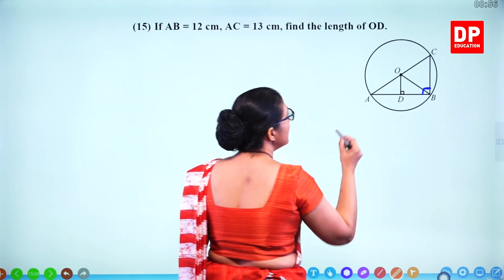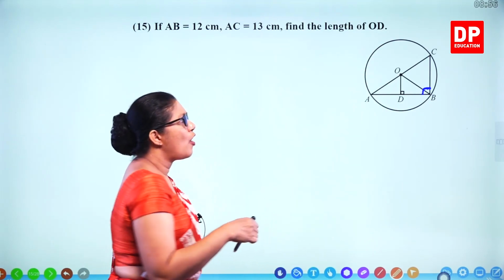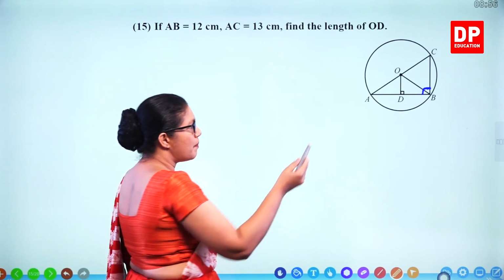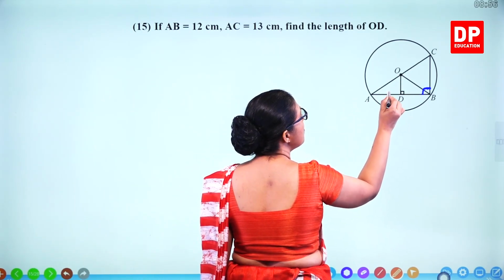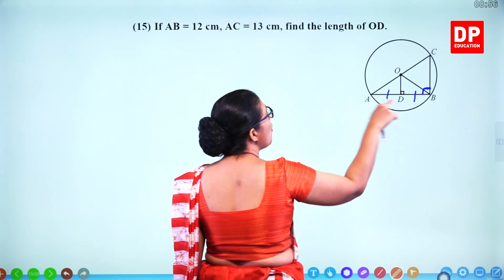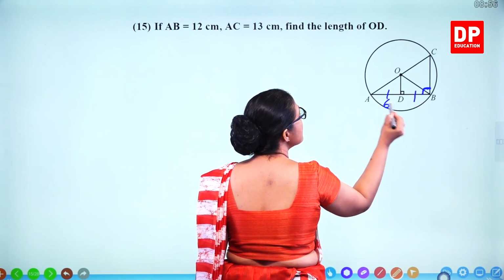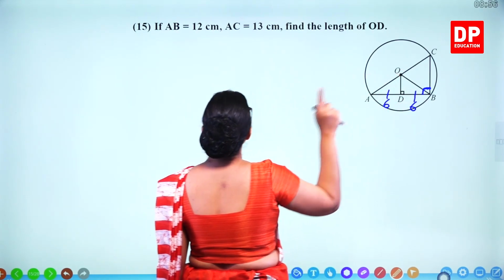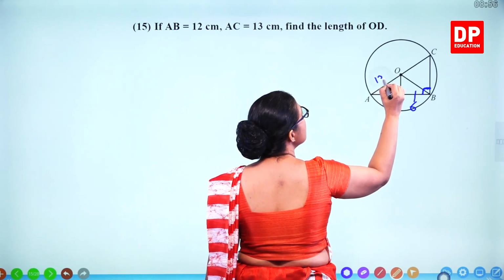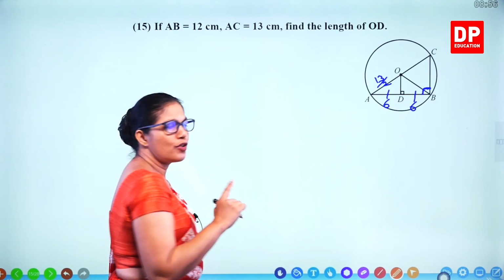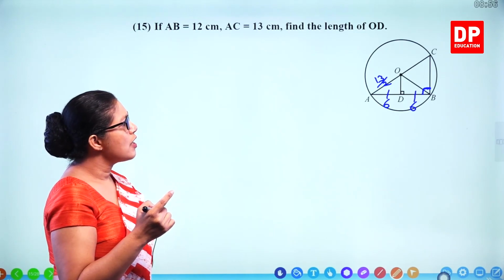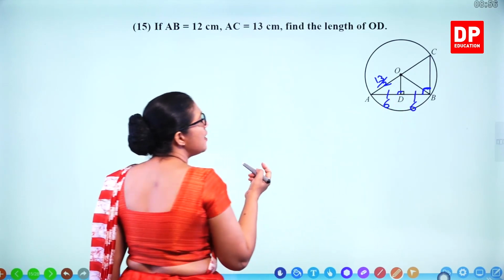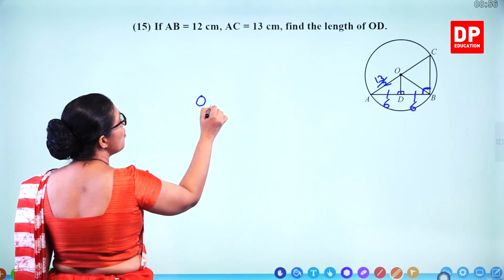AB is 12. Now what can you say about the perpendicular drawn from the center to the chord? That's perpendicular. That means D is the midpoint. These lengths are equal. If the total length is 12, this is 6. What's the radius if the diameter is 13? This is 13 divided by 2. You divide by 2. Now you can use Pythagoras theorem. Because this is 90. Use Pythagoras theorem to find out OD.